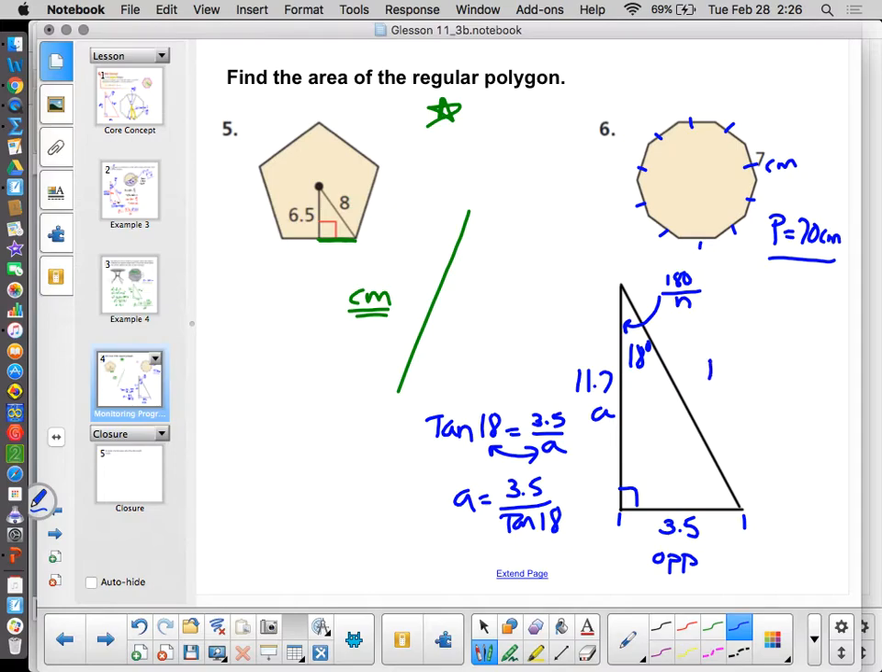So then my area winds up being my perimeter times my apothem divided by 2. And again, I could reduce first. So 35 times 11.7, or 409.5 units squared. Okay? One more time.